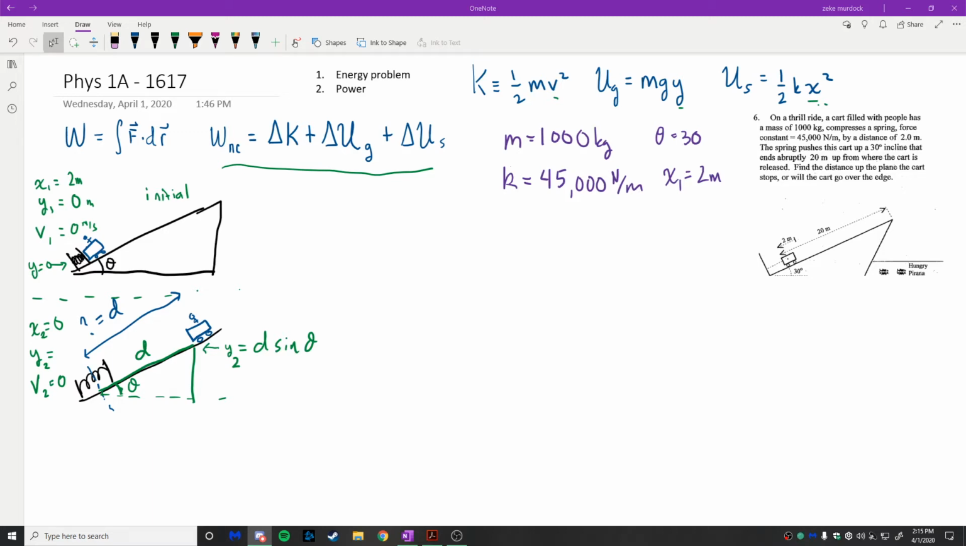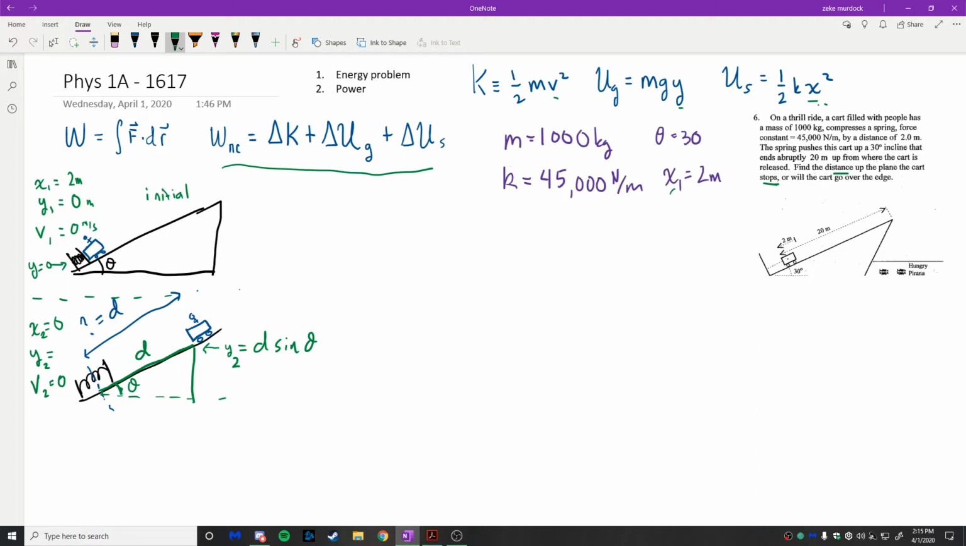Why is v2 0? Well, the goal is to find the distance up the plane that the cart stops. So that's why v2 would be 0. How far up the plane will it go before it stops? Does that make sense? Okay.